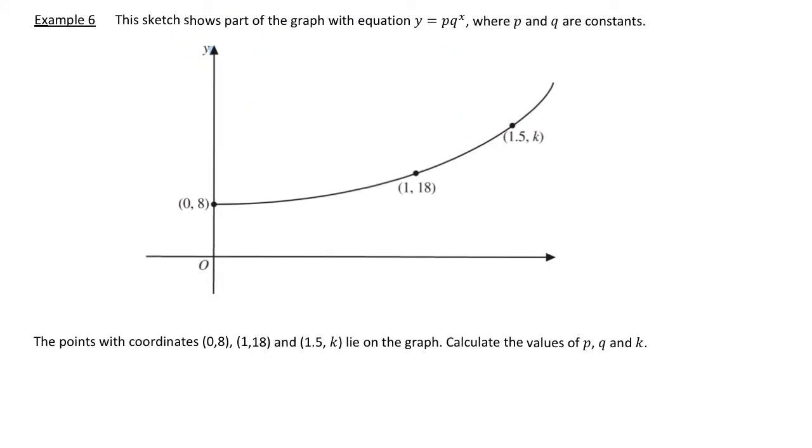Example 6, the sketch shows the part of the graph of the equation y equals p q to the x. So this is the form of an exponential because the x is the power, but unlike the previous example, which was y equals k to the x, this now has a different number multiplied in front of it as well. So we'll see that it doesn't actually go through the point (0, 1). But what we need to do is use these 2 points to work out the values of p and q, and then use the new equation to work out the value of k when x is 1.5.